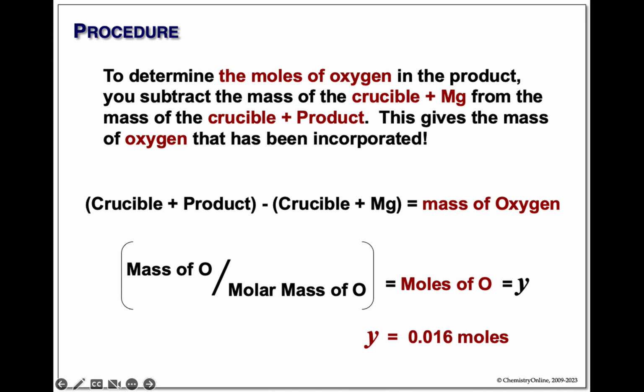Now, the empirical formula is this mole ratio. We have a number for magnesium, a number for oxygen.